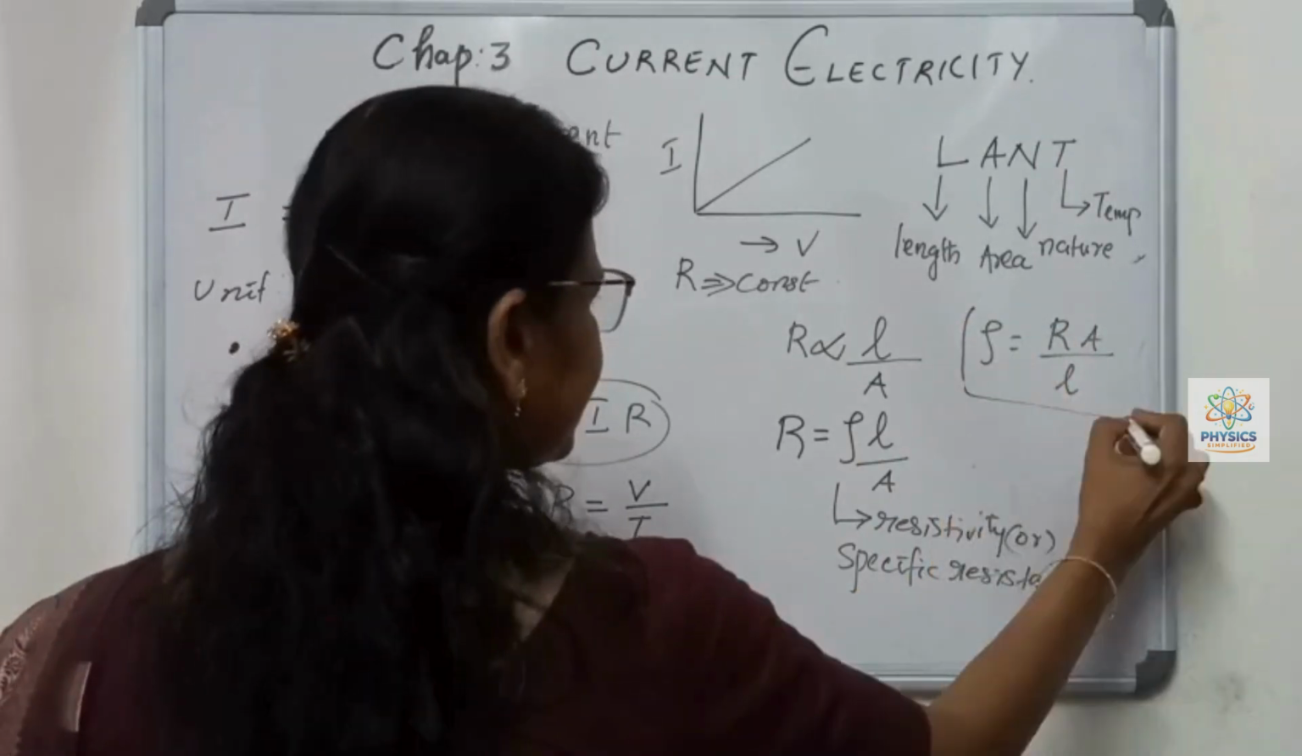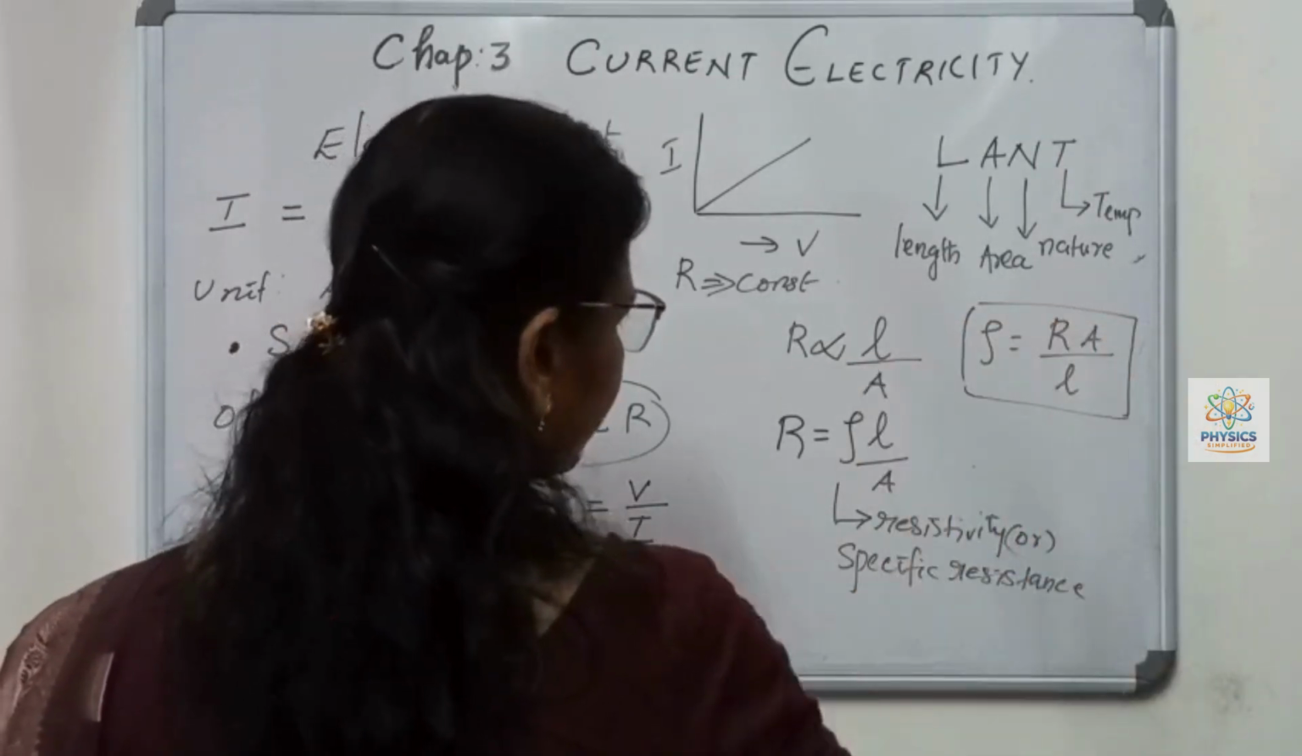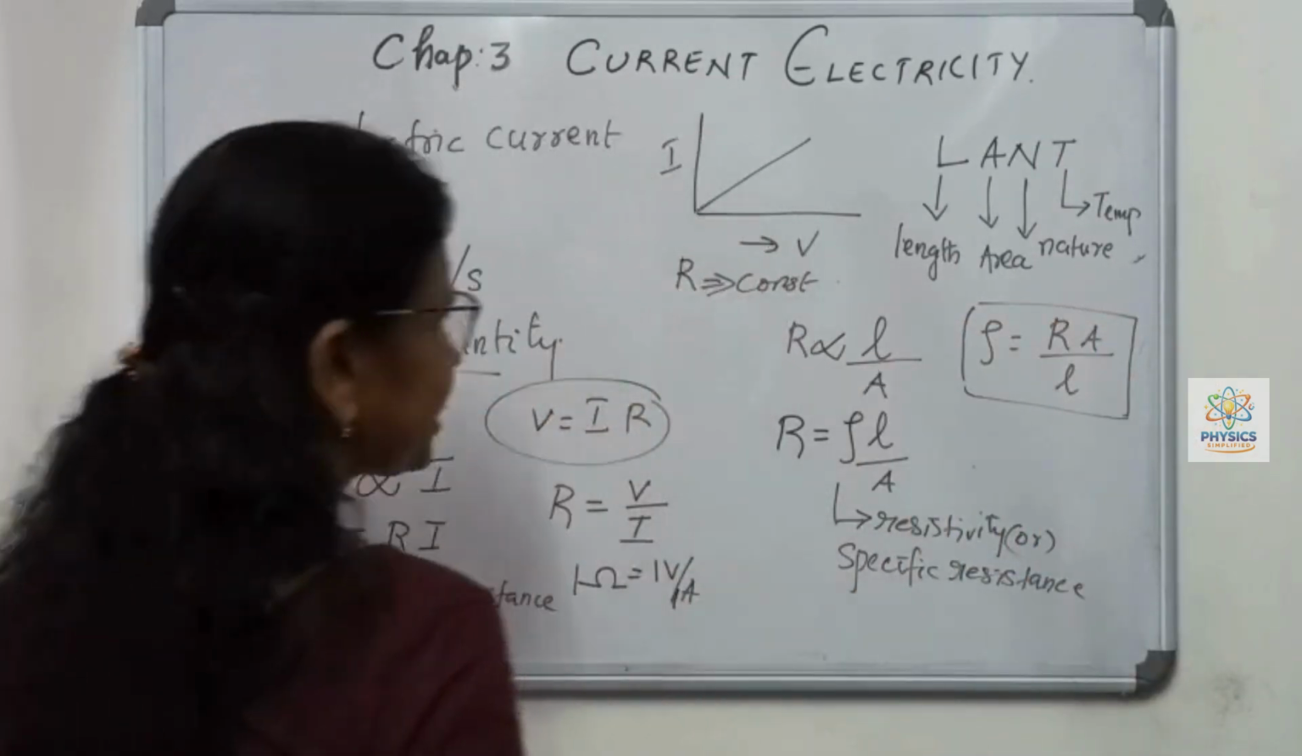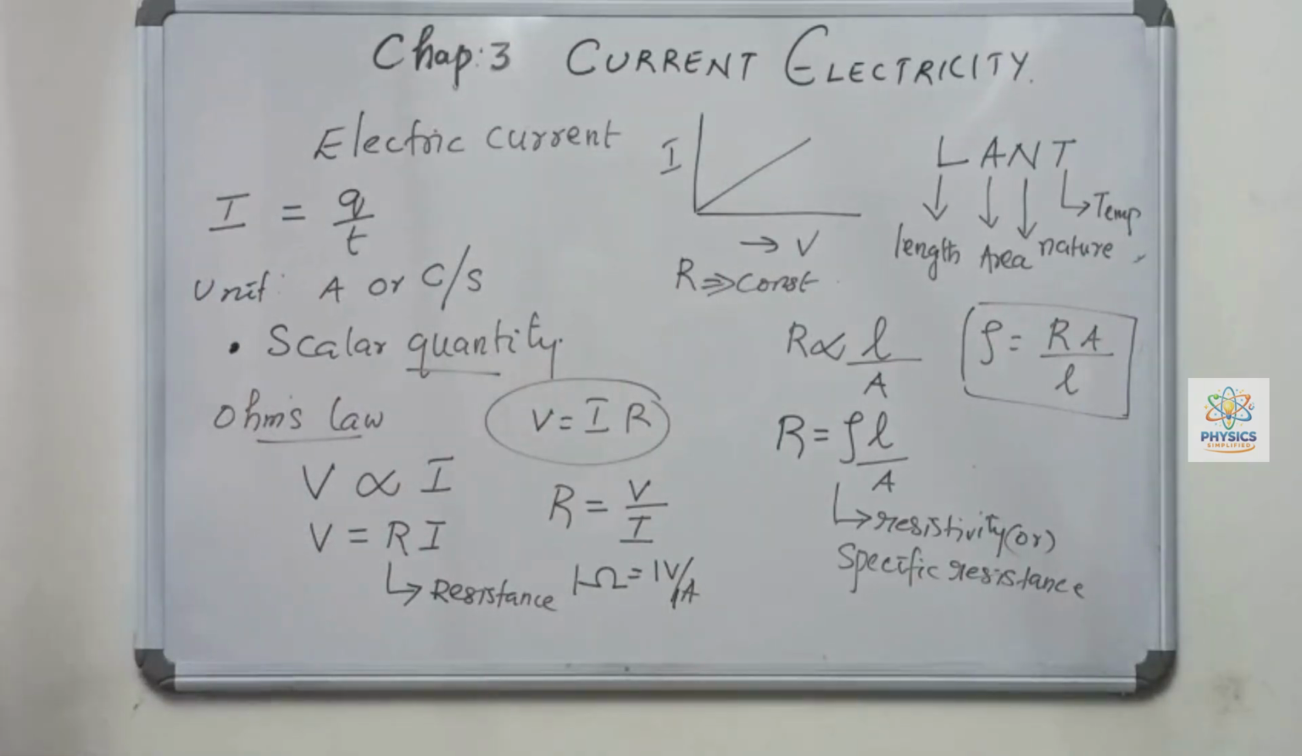This resistivity does not depend on the area of cross section as well as the length of the conductor. Resistivity does not depend on the dimensions of a metallic conductor. Resistivity depends on the nature of the material, it depends on temperature, as well as it depends on the number of free electrons.